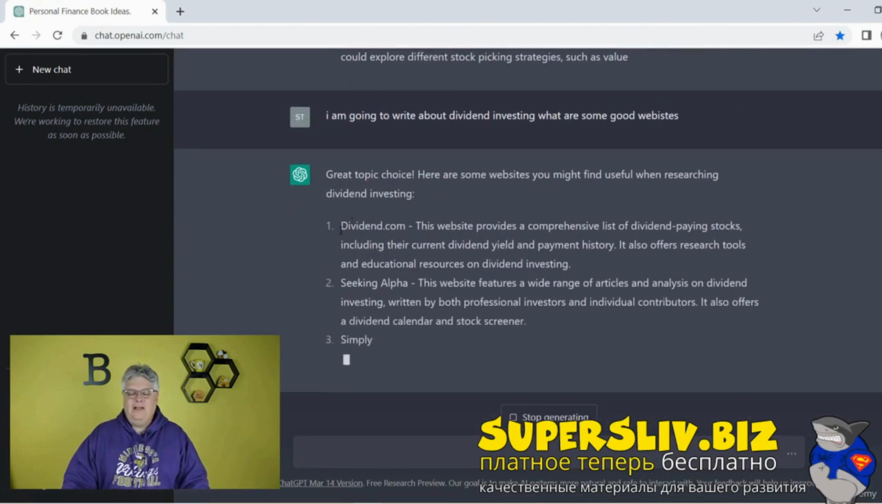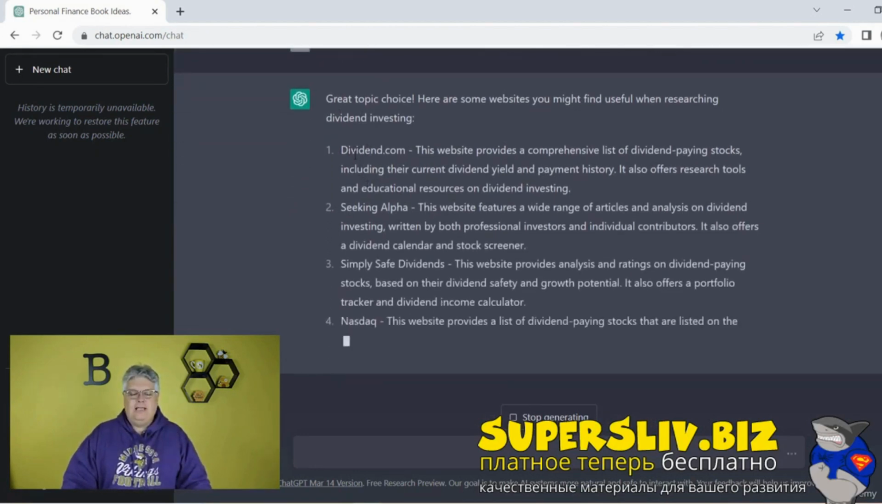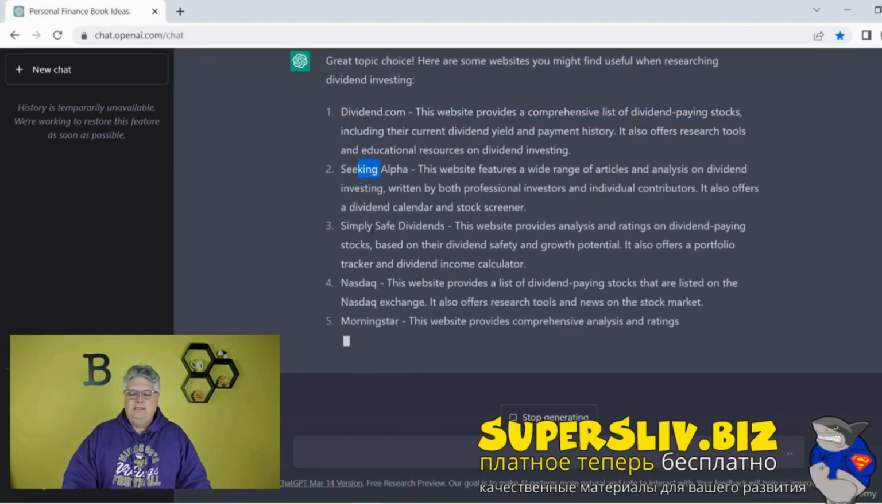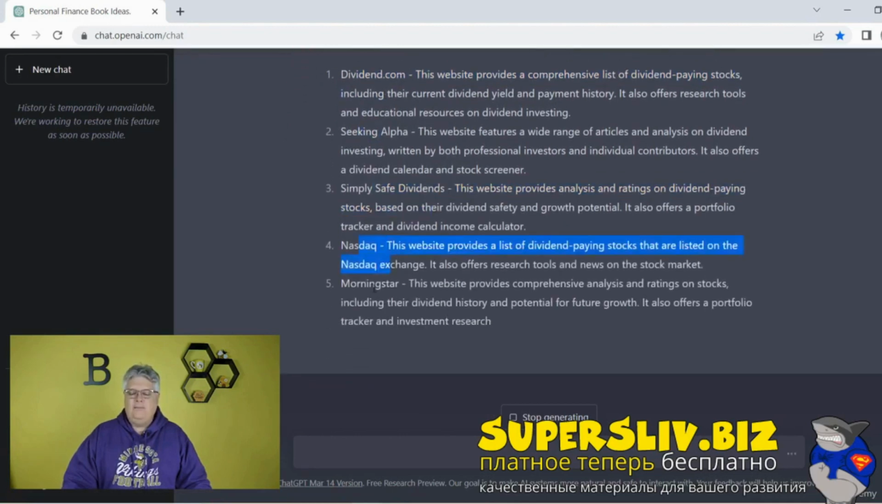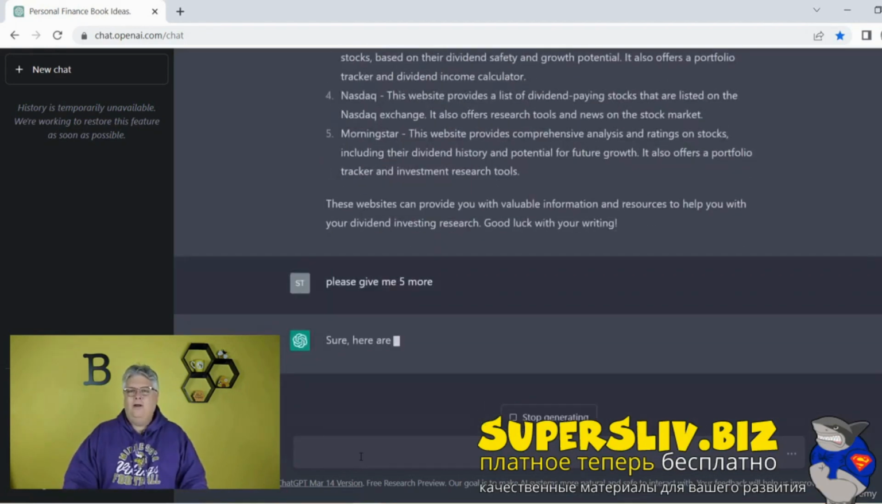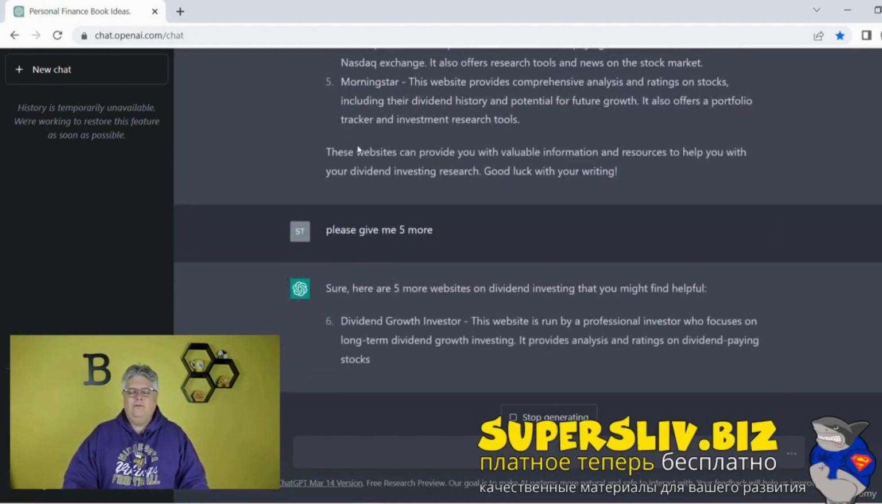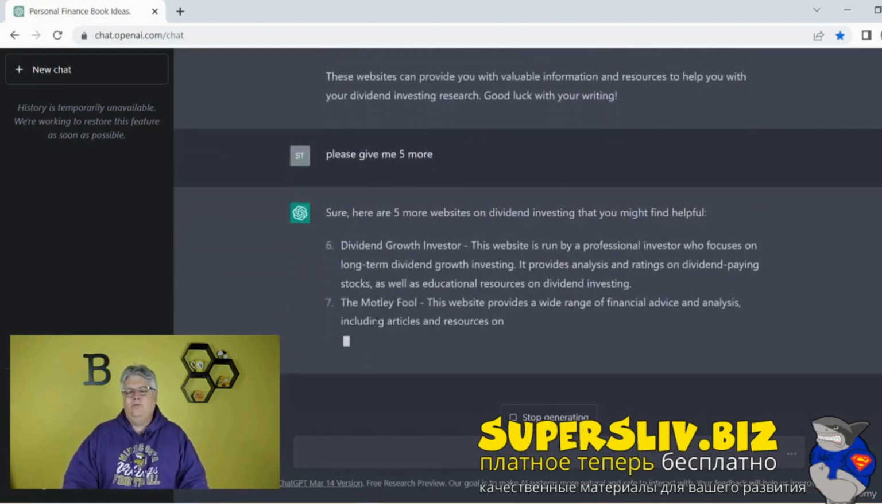See how now this came back a lot faster, right? And being that I know this topic, I know that, yeah, these are good sites, right? Doing Seeking Alpha, Simply Safe Dividends. I know these, like NASDAQ, Morningstar. These are some good sites, right? But maybe that's not enough. I'd say, please give me 5 more. If that's not enough, ask it for more. It'll give you more, right? And so it'll give you 5 more websites or 10 more websites or whatever it might be in terms of your research that you want to do.